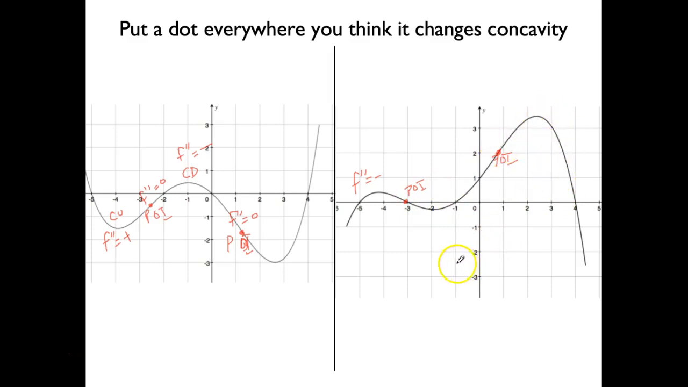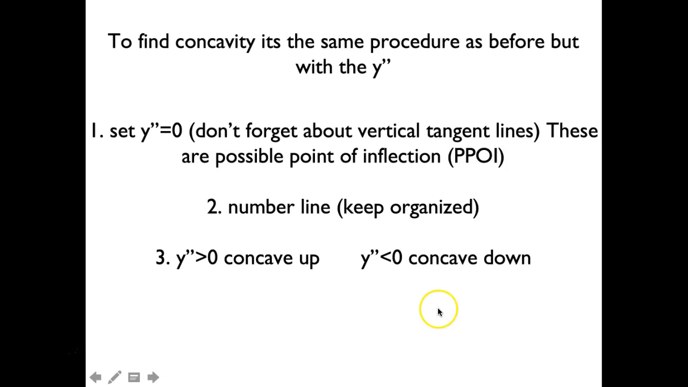Okay, so if you can already take a guess at how we're going to be doing this, we're doing the exact same thing we were doing before with the number line, except instead of using the first derivative on this number line, we're going to be dealing with the second derivative. So here are your steps to finding a point of inflection, or just where something is concave up or down. Instead of setting the first derivative equal to 0, we're going to set the second derivative equal to 0. Also don't forget about vertical tangent lines. Just like before, if it has a denominator, set it equal to 0. These are possible points of inflection. I call them PPOI, for possible point of inflection.